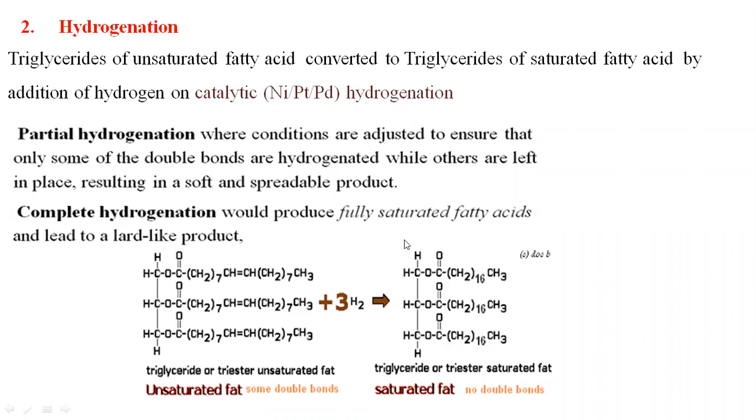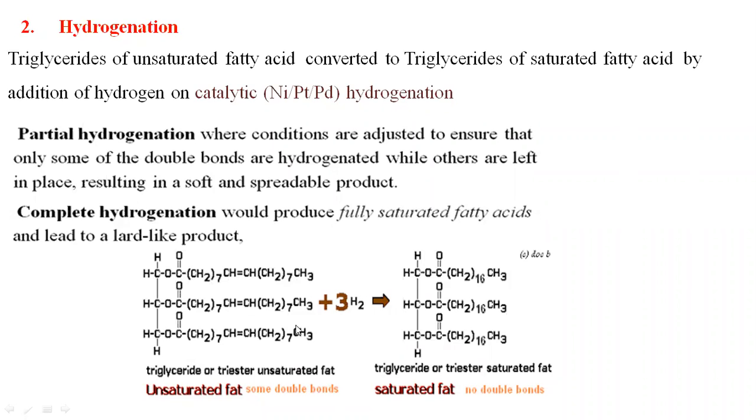So this is the reaction. This is a triglyceride, or triester, of unsaturated fatty acids. At the 8th carbon, CH double bond CH is there, and there are more double bonds. How many double bonds are there? Three double bonds in this structure. A triglyceride is a glycerol with three fatty acids, and these are unsaturated fatty acids.